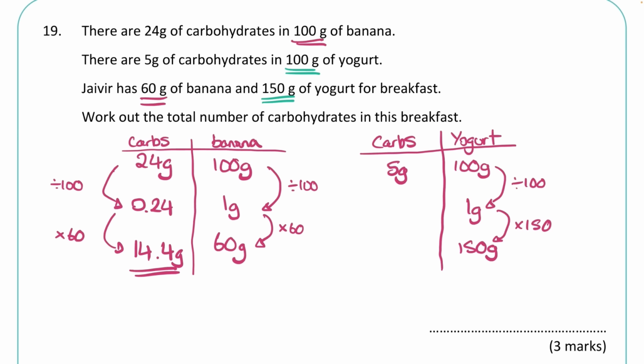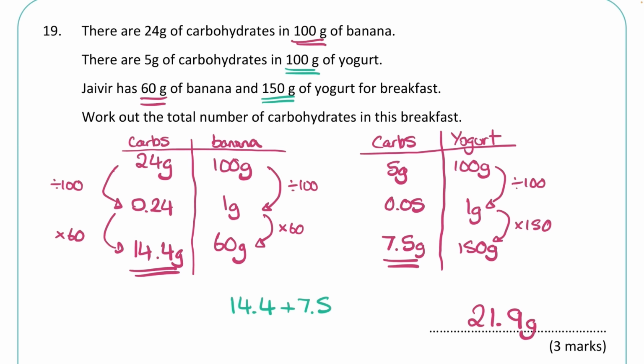You don't necessarily have to write it all down, but 0.05 times 150 gets me 7.5 grams. So there we go. In total, I need to add these together. So I have my 14.4 from the banana and the 7.5 from the yogurt. I'm just going to add those up on my calculator, and I get 21.9. There's my final answer, 21.9 grams. And there we go.